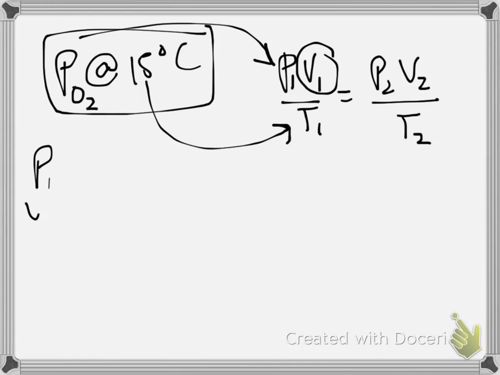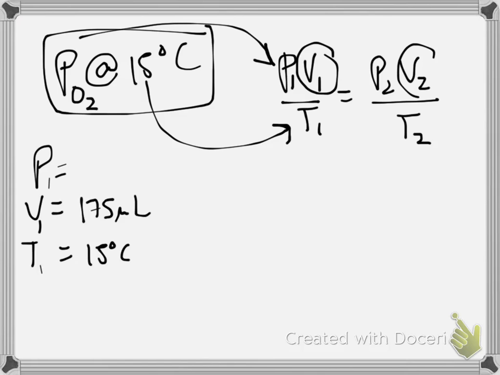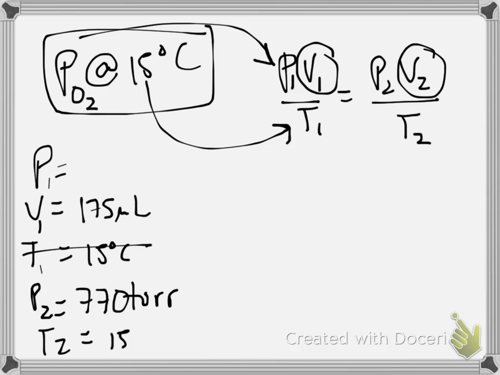So if we were listing variables, as we are encouraged to do, this is 175 milliliters and this is 15 Celsius. We're looking for our V2. And our P2, we're told, is 770 torr. T2 hasn't changed. So actually, we don't even have to mess with the temperature. So it's just P1 V1 equals P2 V2. So you're just looking for a new volume, in other words.